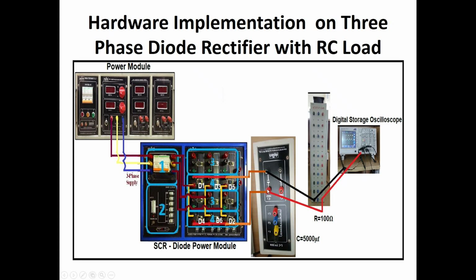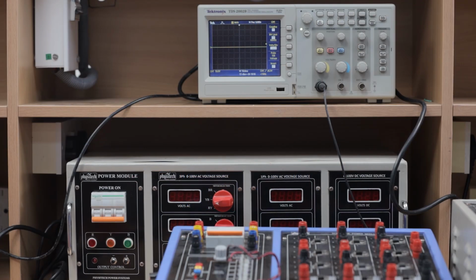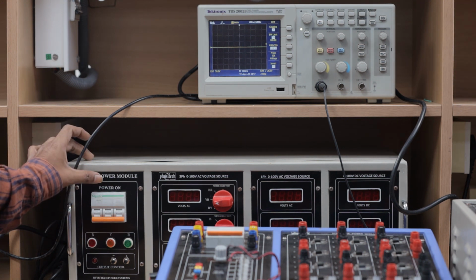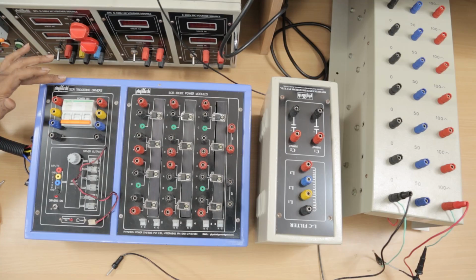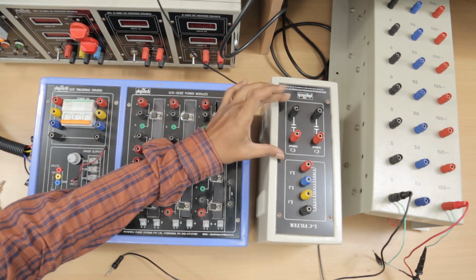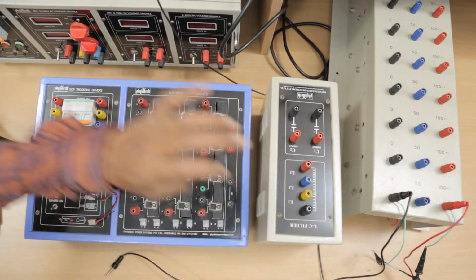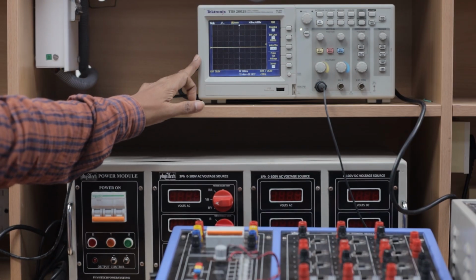Very important while making the hardware connection: the capacitor terminal positive and negative is very important, in the single phase circuit and in the three phase circuit also. If the polarities are reversed, the capacitor may be lost. We'll do the hardware on single phase diode rectifier with RC circuit. For this, the hardware requirement is power module, SCR diode power module, capacitor and resistor load and digital storage oscilloscope.